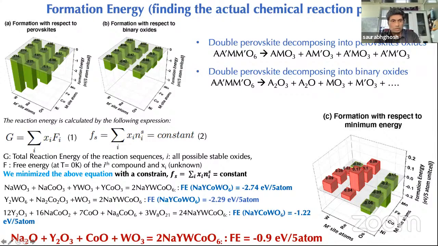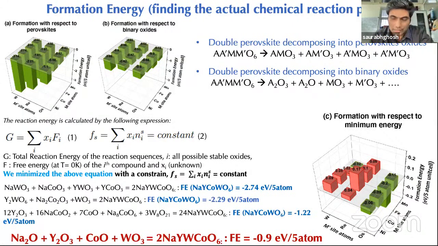For this particular compound, sodium yttrium cobalt tungsten O6, I have noted only 4 equations here, but there are at least 8 or 9 possible. If we closely monitor these equations, we find that the formation energies are different for each of them. So the range of formation energies has an upper bound and a lower bound.